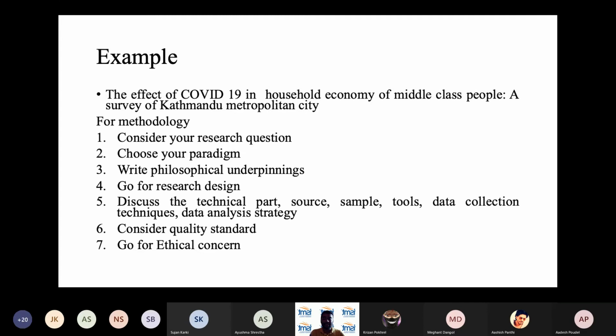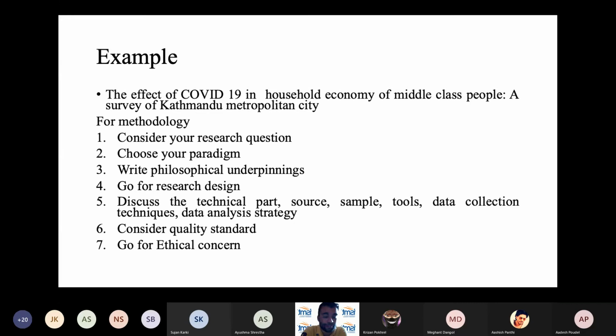So this is an example that I'm showing you. I have taken it from economics. This is a research title that I took from a professor of economics: The Effect of COVID-19 on Household Economy of Middle Class People, A Survey of Kathmandu Metropolitan City. So if this is the title, for methodology, what do you have to do? You have to consider your research question.